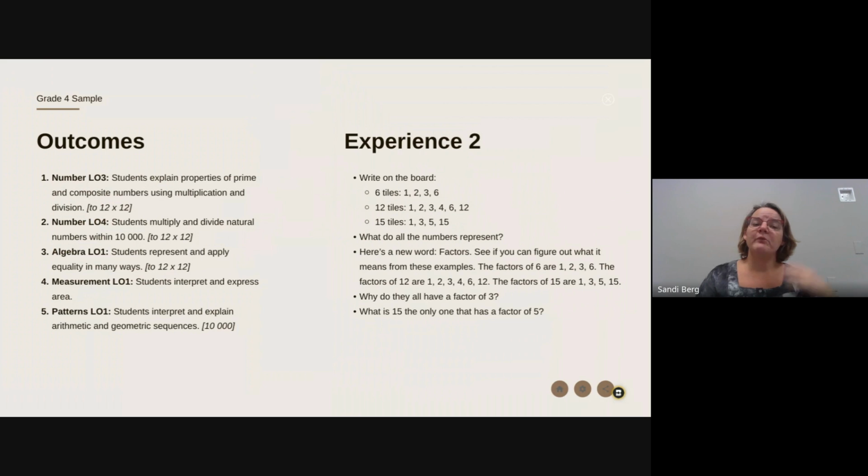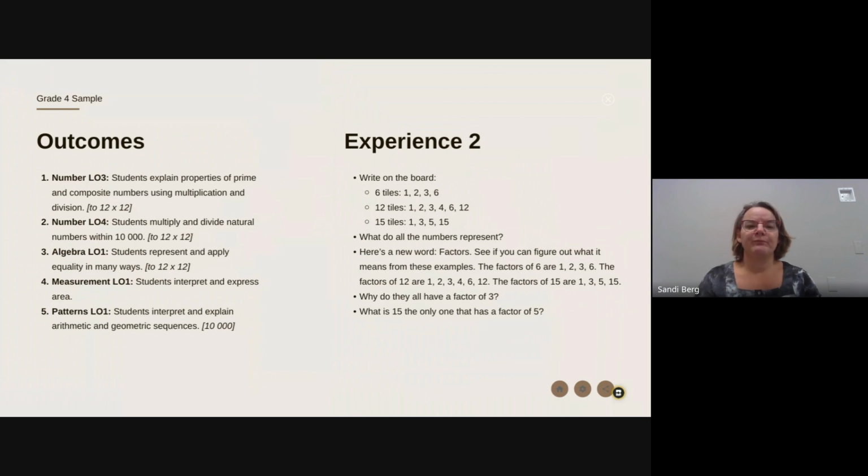Experience number 2, same thing. What outcomes do you think I'm connecting to? On the board, I would write 6 tiles: 1, 2, 3, 6. 12 tiles: 1, 2, 3, 4, 6, 12. 15 tiles: 1, 3, 5, 15. What do I think all those numbers represent? What's the connection between 6 tiles and those 4 numbers, the 15 tiles and those 4 numbers?